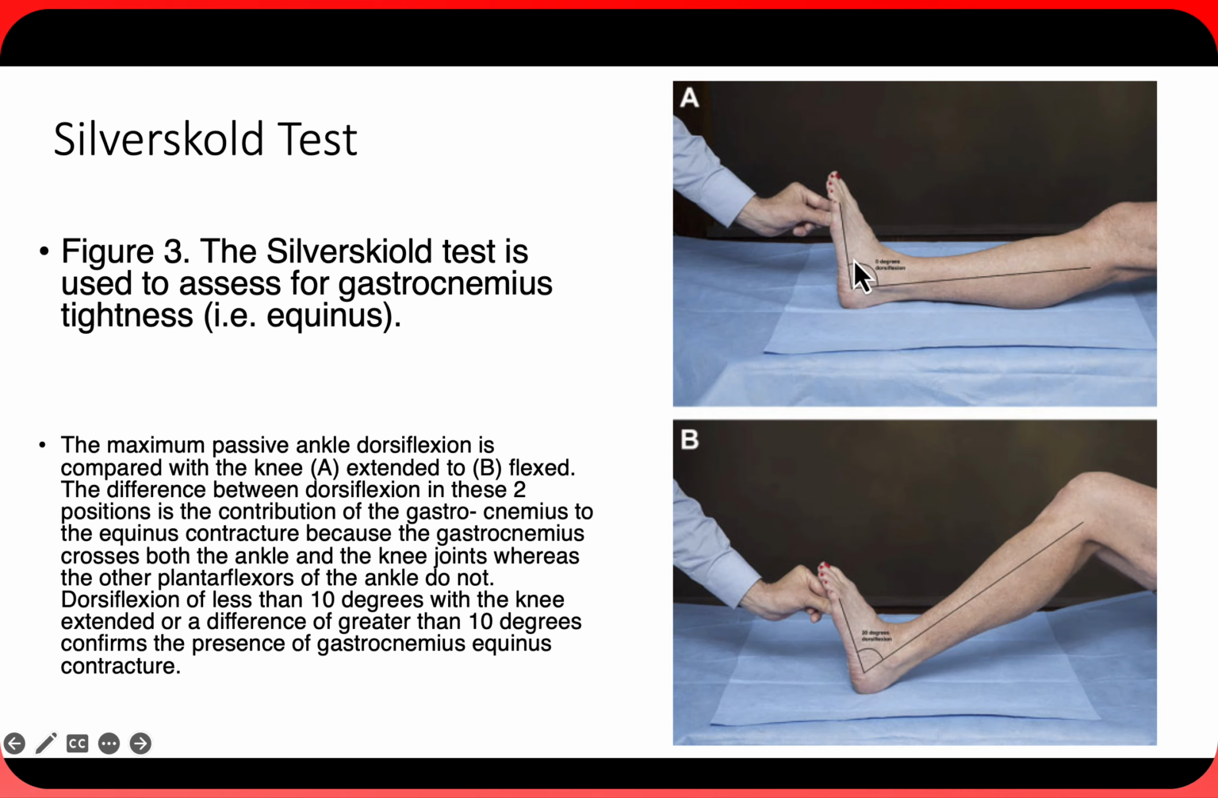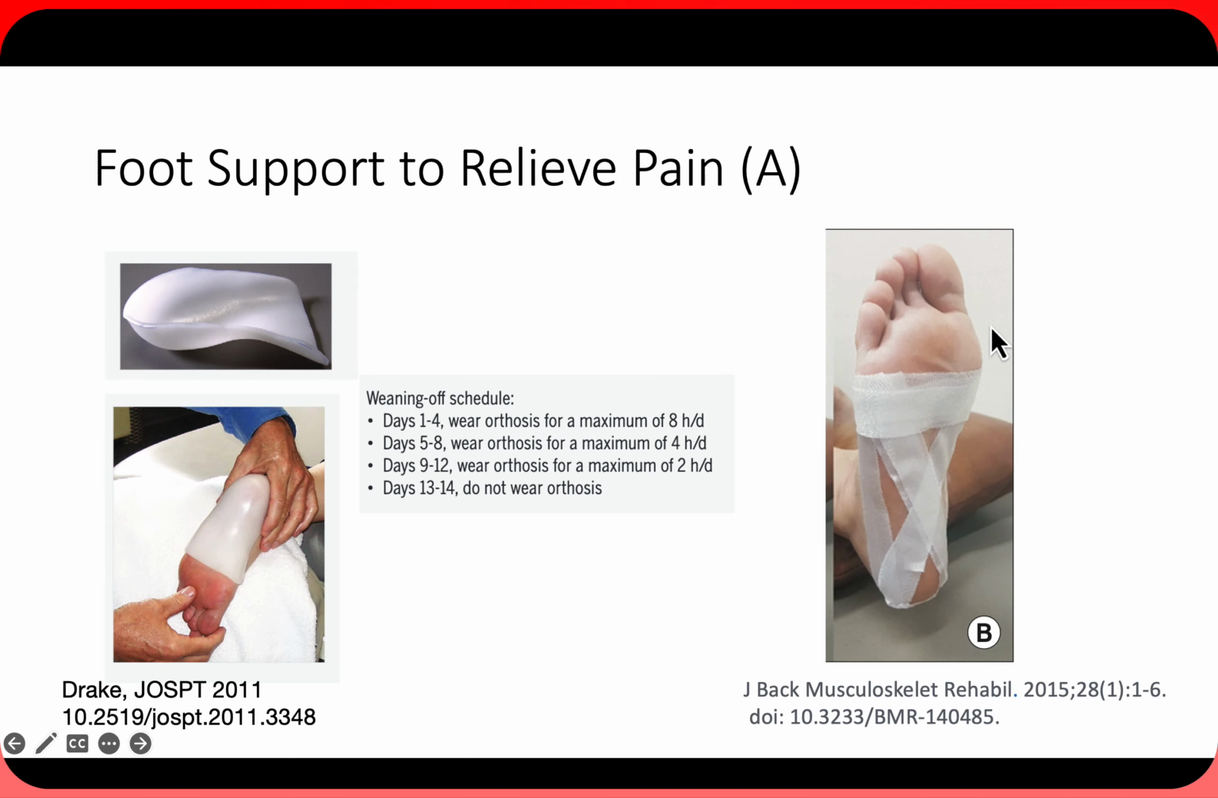The Silfverskiöld test is shown here. It's a way of defining the restriction that's associated with the gastroc muscle itself. So essentially you measure with the knee in extension, and they're showing here there's 0 degrees of dorsiflexion, and then you let the knee bend. And when you let the knee bend, in this case, they're measuring increased dorsiflexion by 20 degrees, so quite a difference, meaning that most of this dorsiflexion restriction is due to the gastroc.